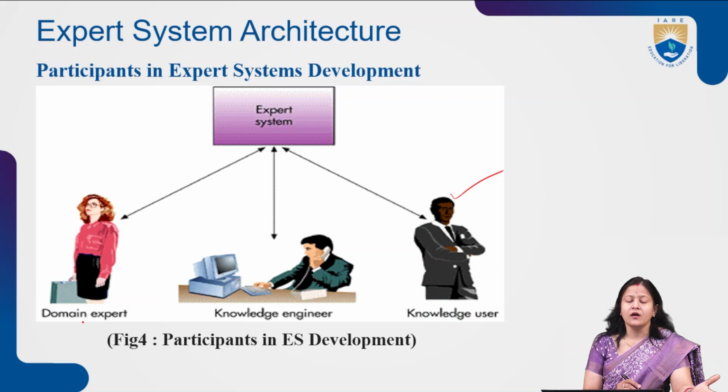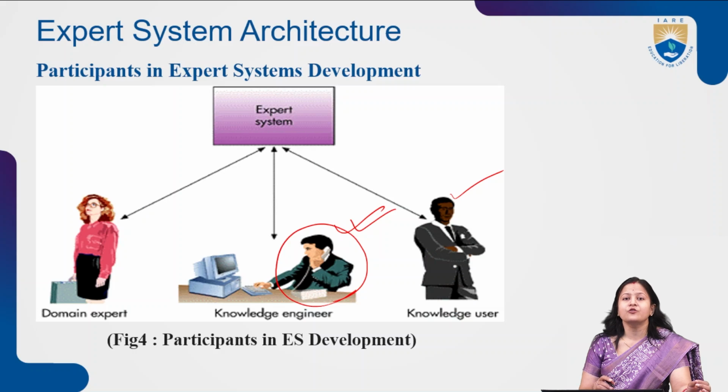They may be a doctor, or a teacher, or a professor, depending upon in which area they are experts. So it is not necessary that domain experts are experts in AI. That is also one fact. Another one is the knowledge engineer. This person is very important. The knowledge engineer acts as the main important participant in the development of the expert system.